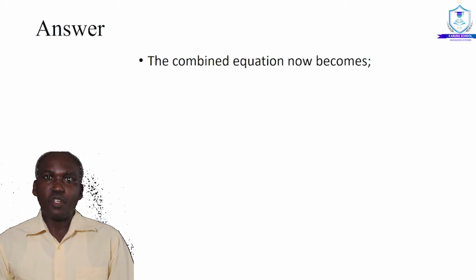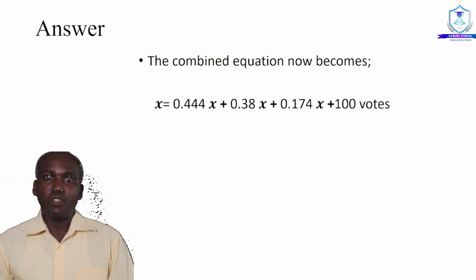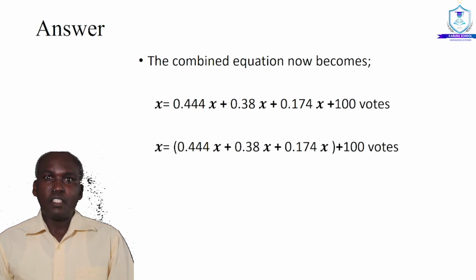The combined equation now becomes x equals 0.444x plus 0.38x plus 0.174x plus 100 votes. On simplifying this equation, it becomes x equals, open the brackets, 0.444x plus 0.38x plus 0.174x, close the brackets, plus 100 votes.